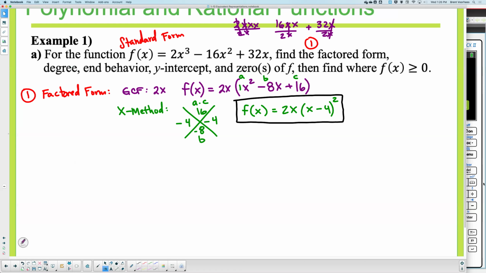So let's talk about the degree. Let's say we wanted to find the degree next. Number 2, degree. If I was going to do degree, which form do you think you would look at to find it the easiest? I would look at the standard form. If you look at the standard form, what's our degree of the equation? 3. You don't even have to do any work. You just say, oh, the answer is 3.